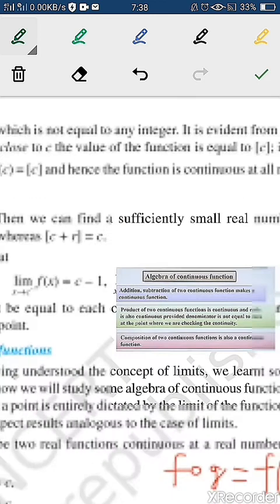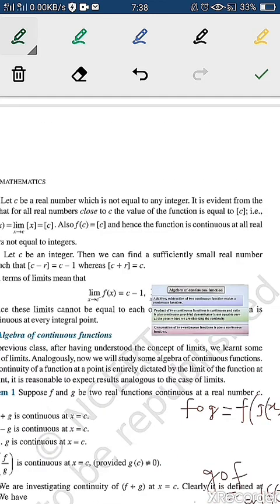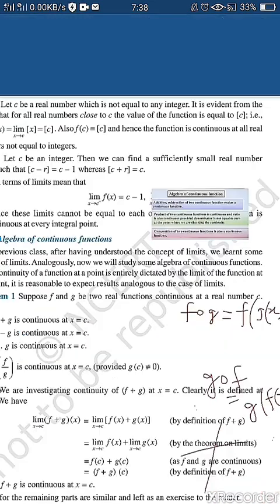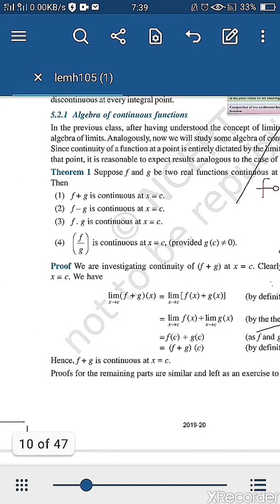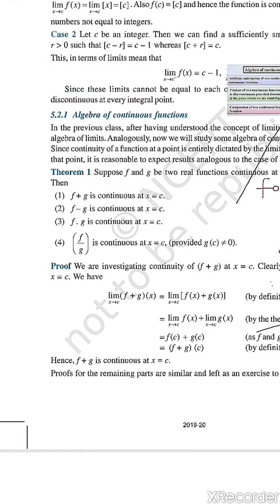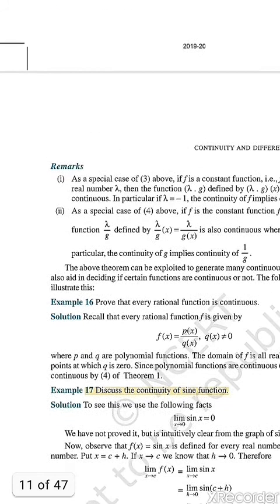So this is the meaning of composition of a function. And if you see your page, you will find the algebra of continuous functions. In this page, f plus g is continuous at x equals c, f minus g is continuous at x equals c, f dot g, the product, is also continuous, and division is also continuous, provided the denominator should not be equal to 0. So g must be nonzero at each and every point in its domain. Proofs will not come in this.